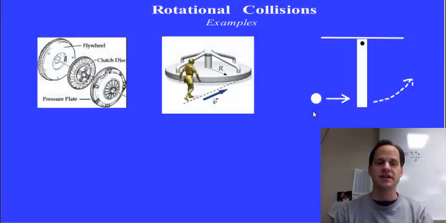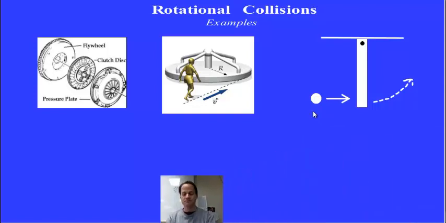Welcome to our continuing study of angular momentum. Back when we studied linear momentum, we looked at the concept of linear momentum conservation through the lens of collisions. Well, we can apply the concept of momentum conservation in a linear and rotational sense to some rotational collision problems. Let's get started. First of all, let's take a look at some practical examples of rotational collisions.